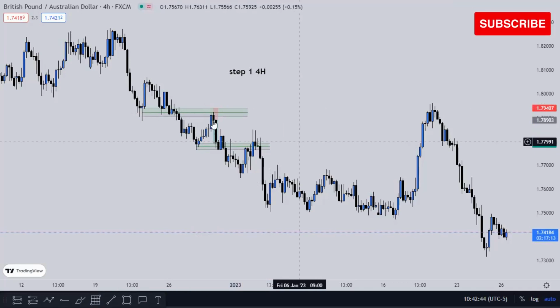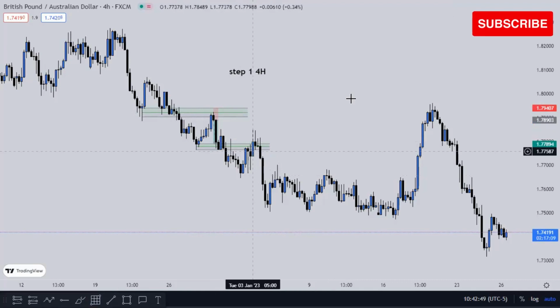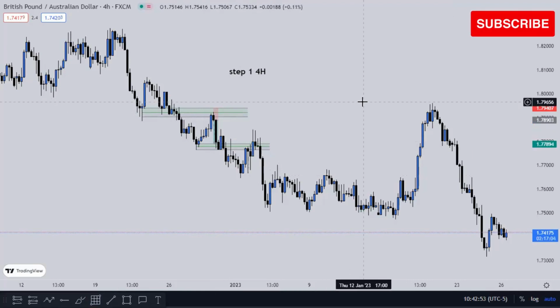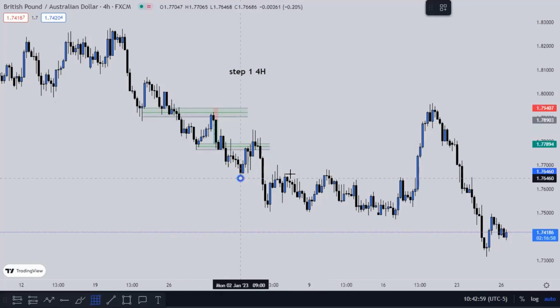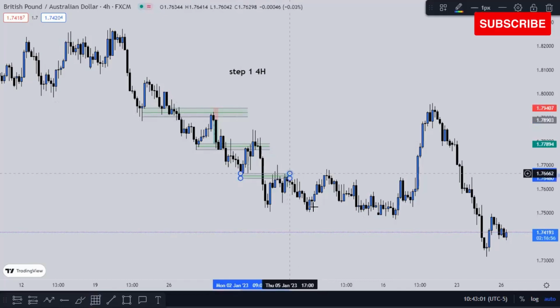Now the level has been formed, it has been broken, price has approached it. We go now to the 1 hour time frame and we look for an entry. Just like we did with the other one, we're going to get an entry right there and push the market lower. Same thing here. Another level formed, broken, retested, down.